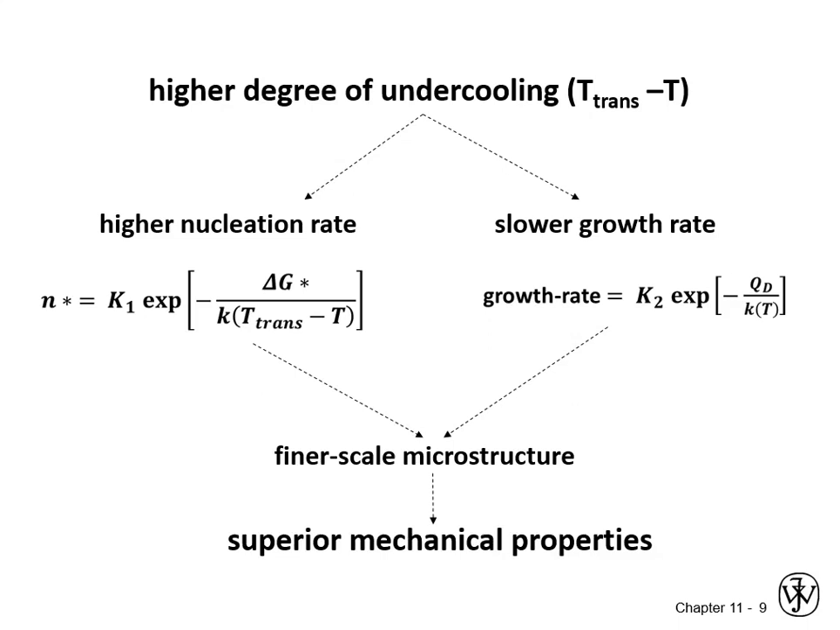So as we increase the degree of undercooling, higher nucleation rate, slower growth rate, we're going to get a finer microstructure and typically superior mechanical properties. This is a very, very general trend regardless of the actual nature of the microstructure. You can superimpose this trend on pearlite, on a single grain solid solution, on an equilibrium 2-phase structure. It's going to hold regardless.